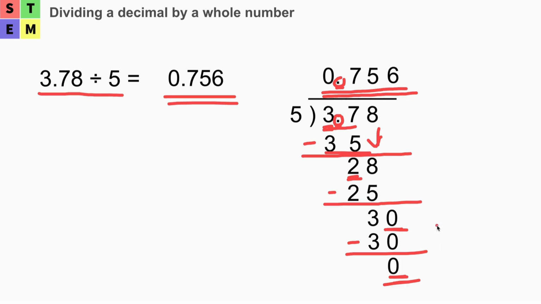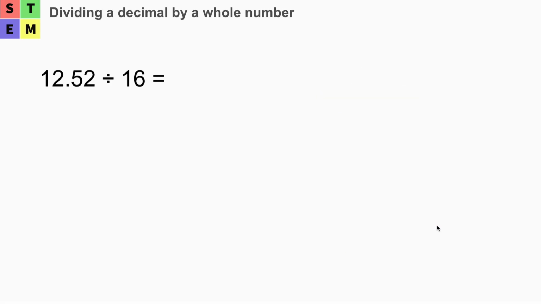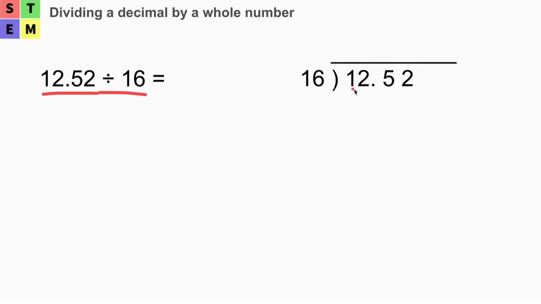Okay, so now let's take a look at our second example. This time we have 12.52 divided by 16. We do the same calculation. So we have 12.52 there, and we got 16 here.